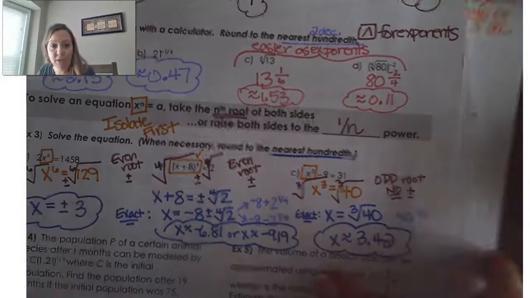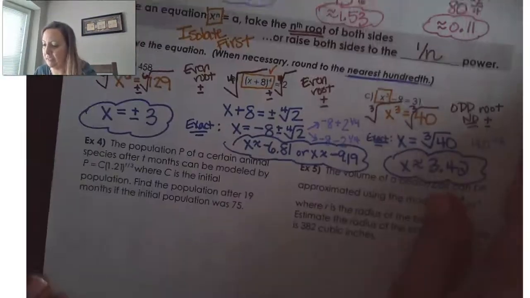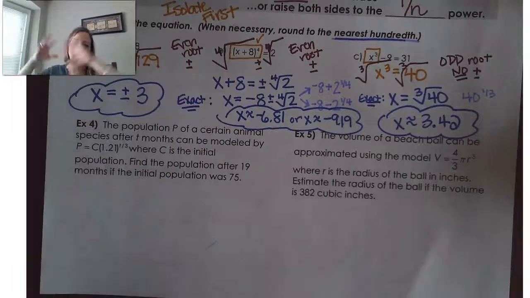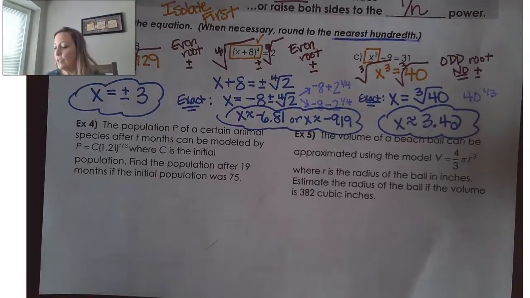Okay. Then there are a couple story problems, but they're not bad, you guys. You're basically just putting things in. They give you something, you put it in, and you go to town. So example 4 says the population P of a certain animal species after T months can be modeled by P equals C times 1.21 to the T over 3, where C is the initial population. Find the population after 19 months if the initial population was 75.